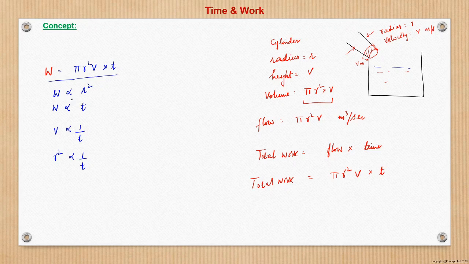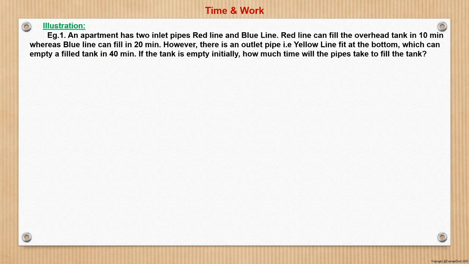Assuming other variables are constant, work is proportional to r square, that is area. Work is proportional to time for which the pipe is running. More is the volume to be filled up, more duration the pipe is required to be kept on. Velocity is inversely proportional to time, and the area of the cross section of the pipe is inversely proportional to time. This we can deduce from this derivation. These are the very basic level concepts on pipes and cisterns. Now we'll see various illustrations, through which we will try to understand the concept further.